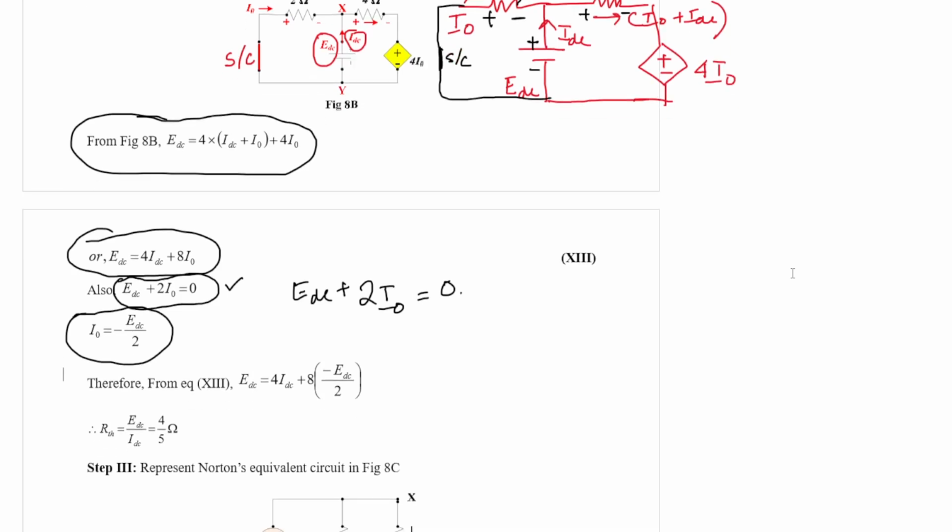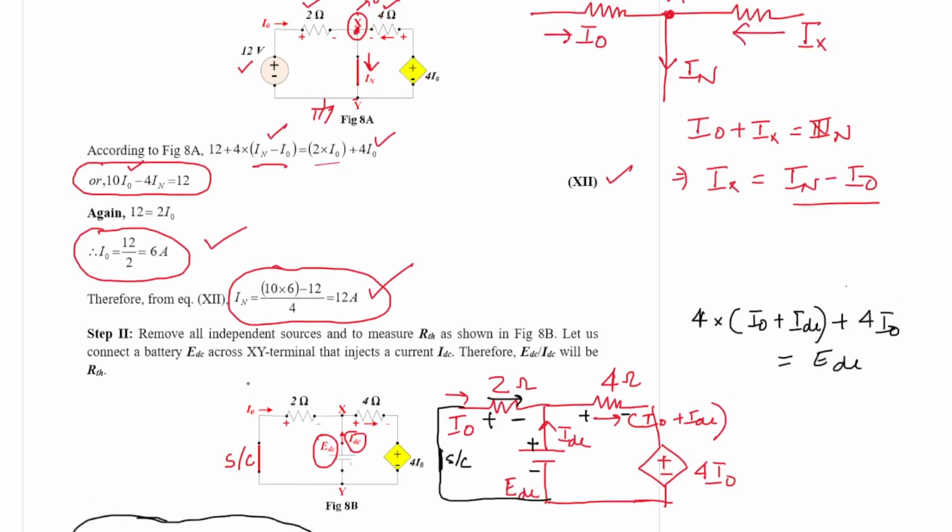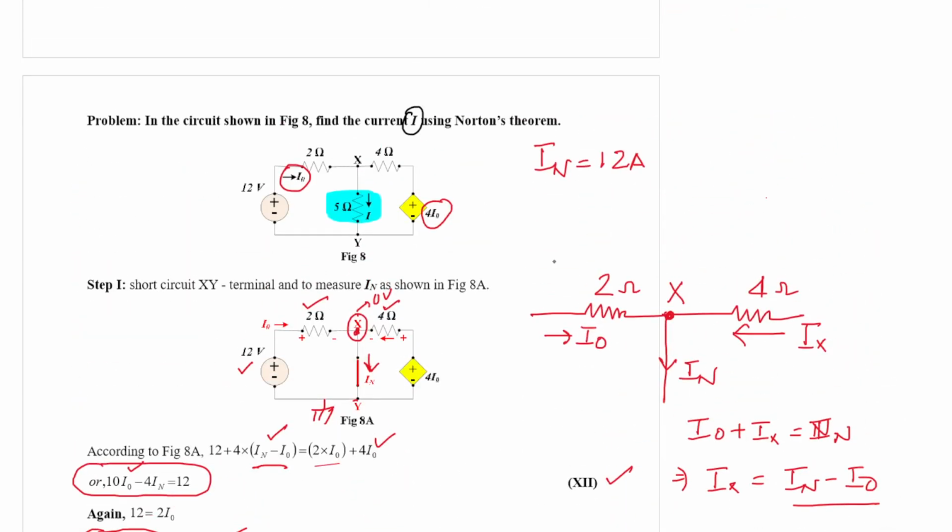So if you solve equation 13, you will get EDC by IDC, which is equal to RTH, is equal to 4 by 5 ohm. So we have solved RTH is equal to 4 by 5 ohm.